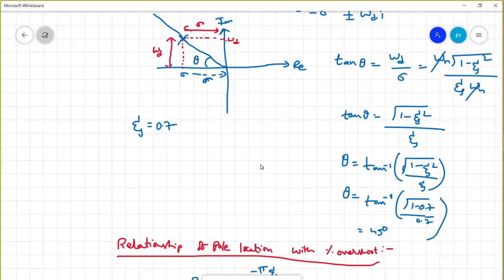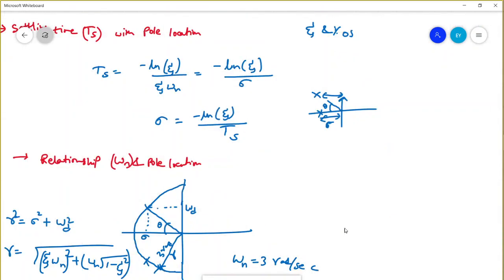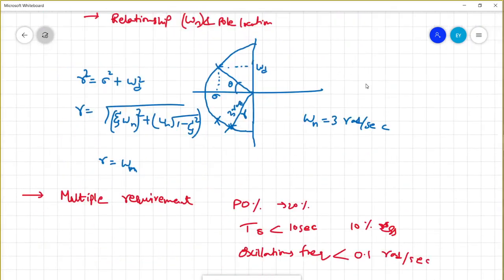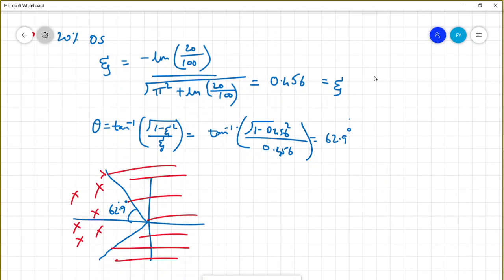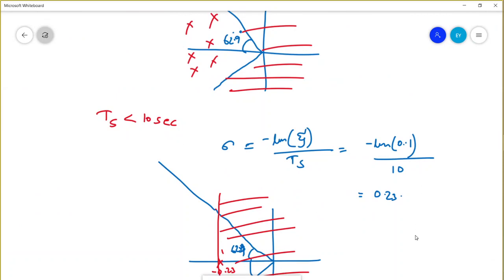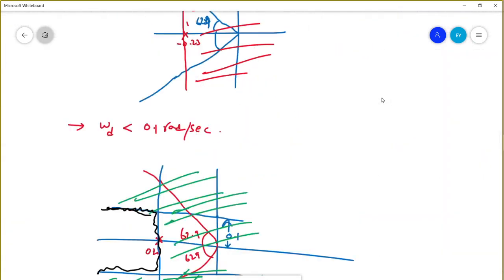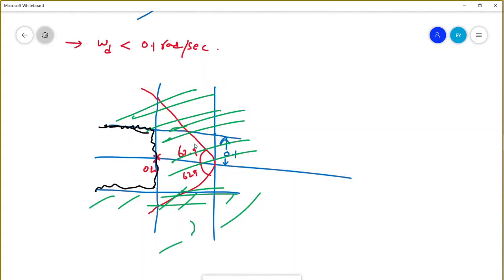Using all those relationships, we formed some area where we have to locate our pole. I mean, we have to fix our pole such that all the required specifications are met. So this is for settling time, and this one. We have included all the required specifications, and we got some region where all the specifications are met, such that our closed loop system is in our desired operation.